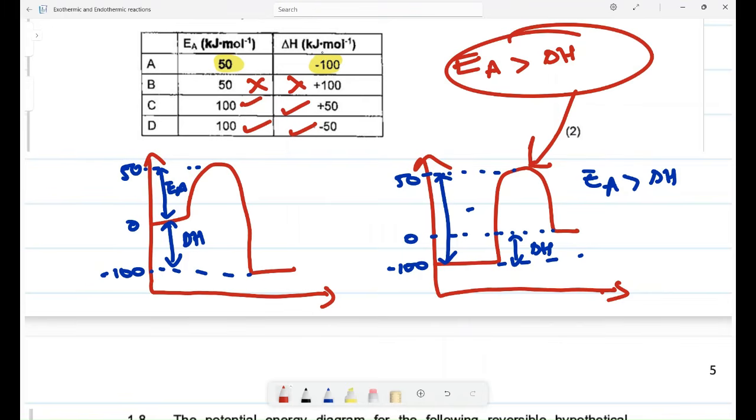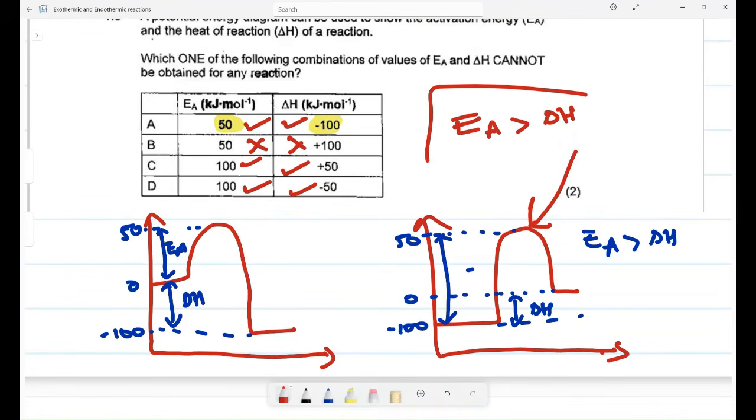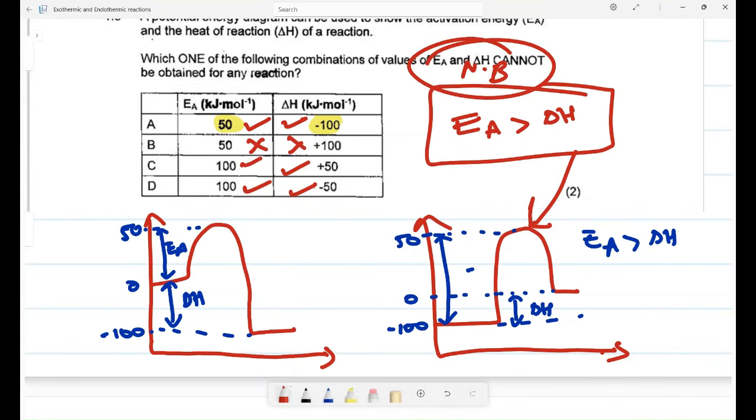Here, EA is greater than this one, yes. Here, is it greater? No. Can you see? Yes. So if you know that fundamental theory that I just explained now, you will be fine. EA is always greater than change in H.